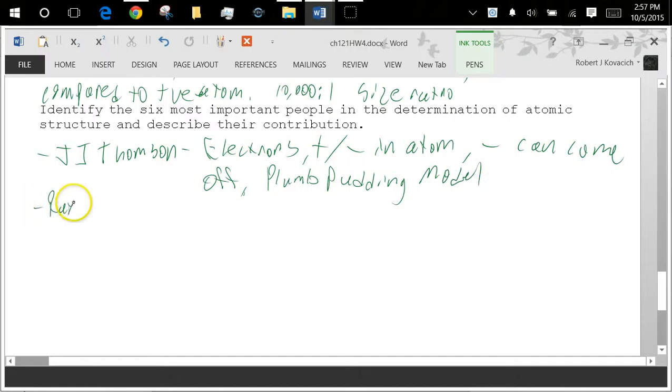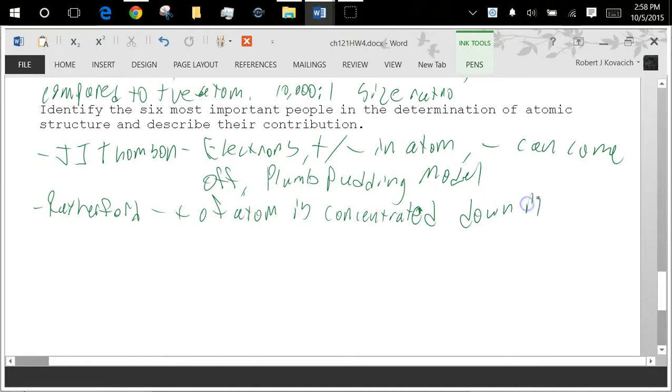Rutherford? What did Rutherford add? So that the positive of atom is concentrated down into a tiny nucleus. What else we got?